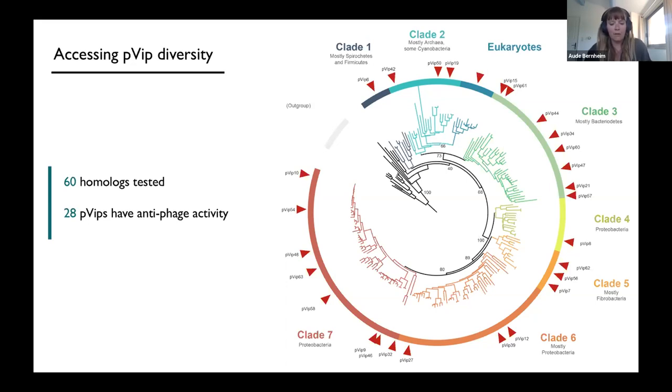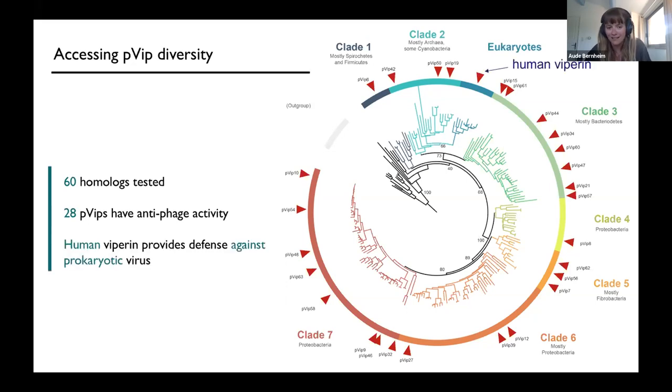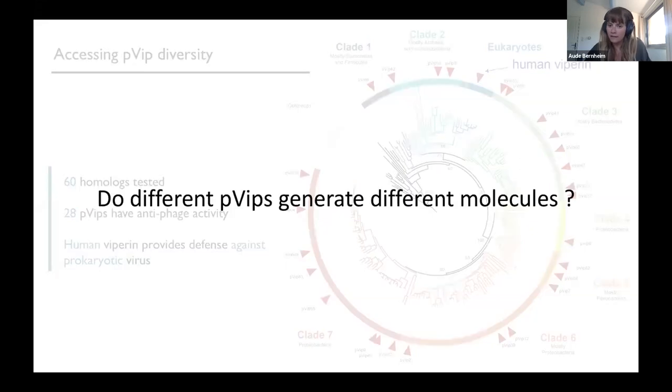And one thing was an experiment that started more as a fun experiment, but really served its purpose, which was to try if the human viperin would work in E. coli. And actually it does. So I have an experiment where this human gene protects against an E. coli phage. And this was actually essential to our understanding because if a human gene is able to work in a similar way as the other PVIPs, it was telling us that the mechanism was conserved. And we know the mechanism with the human viperin. It produces this ddhCTP. The main question we had was, okay, do the others also produce a molecule? And if they do produce a molecule, because we have all this diversity, do they produce the same or different types of molecules?